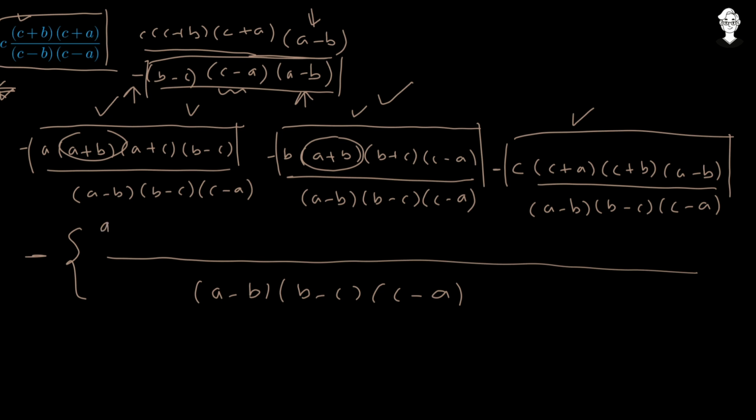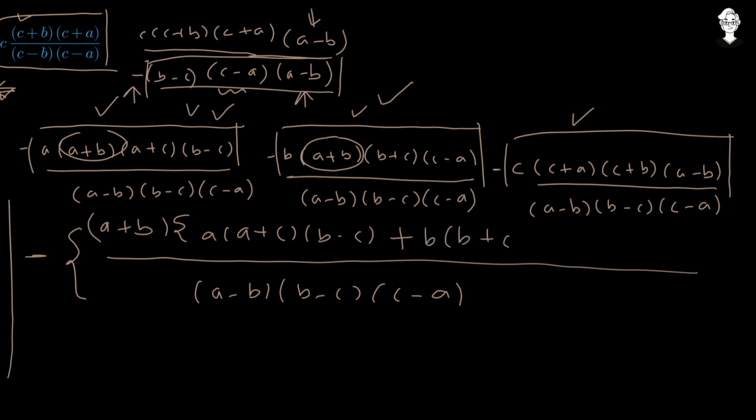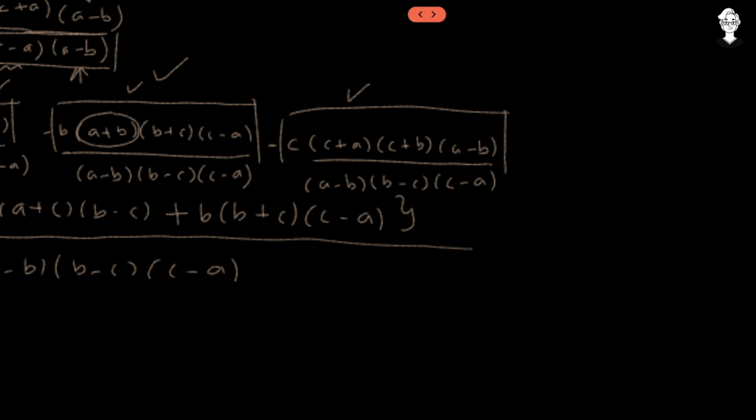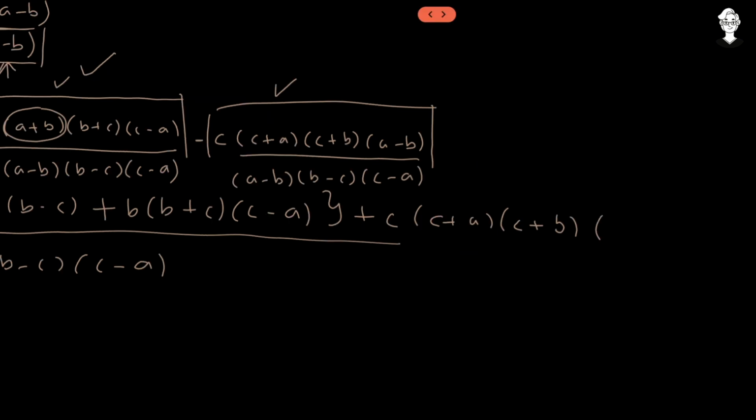So if I take a plus b common, inside the bracket I will get a multiplied with a plus c, multiplied with b minus c, plus, all the three terms have become positive because I have taken the negative sign common, plus b multiplied with b plus c, multiplied with c minus a. Okay, and bracket close for this a plus b, and this numerator as it is, that is plus c times c plus a, c plus b and a minus b.